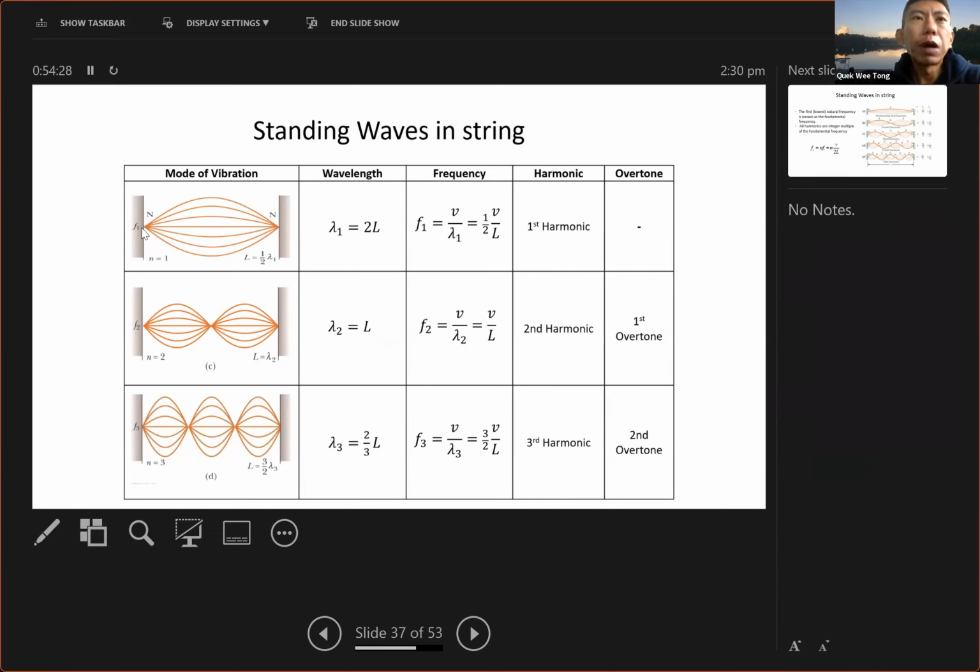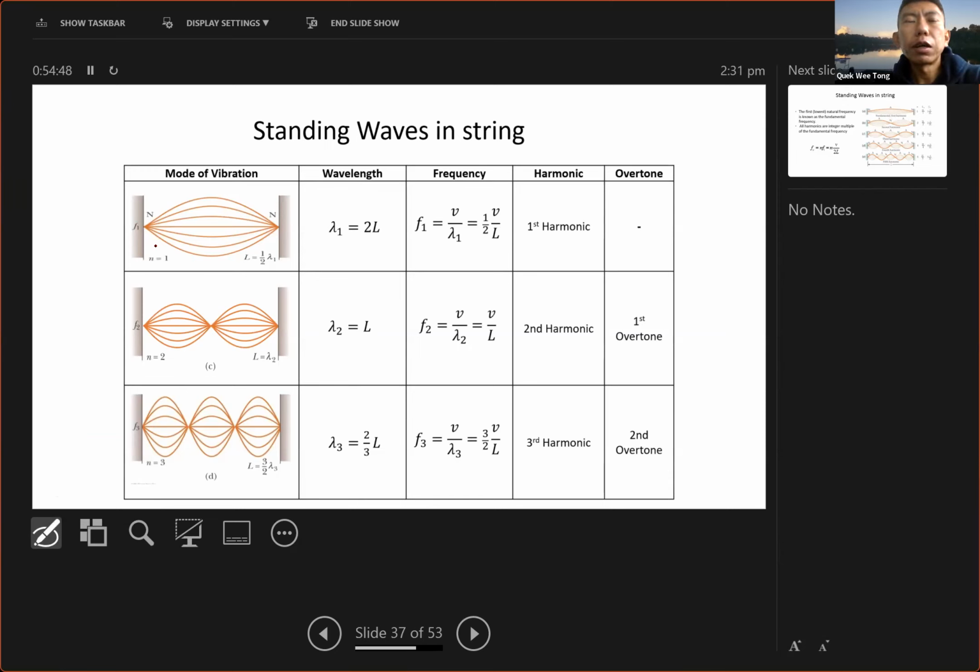So where the ends of the strings are, you'll always have a node. A node is the position where you find no displacement. So the ends must be nodes, and this is also called the boundary condition. We'll talk more about it later on.